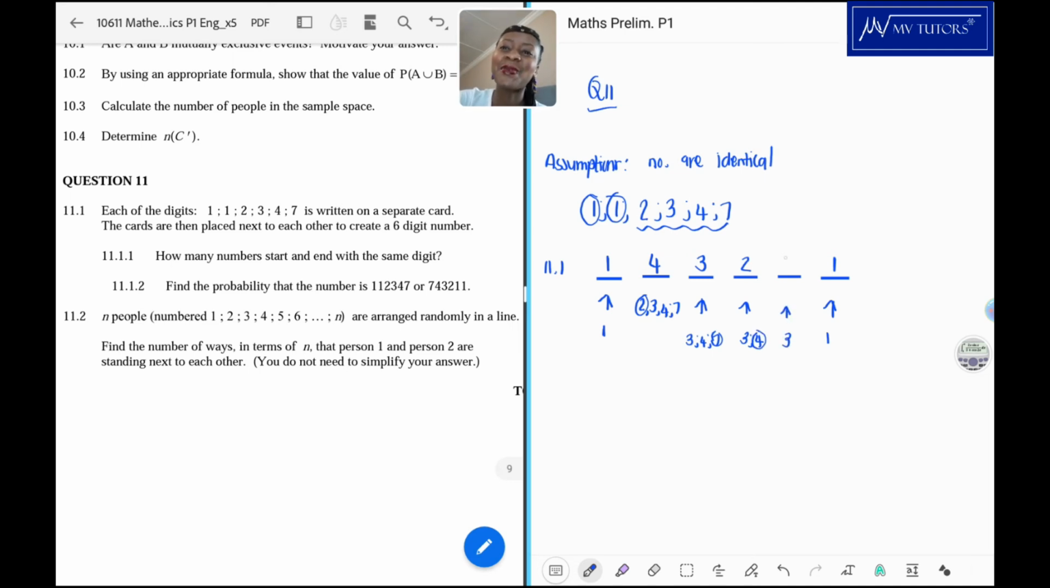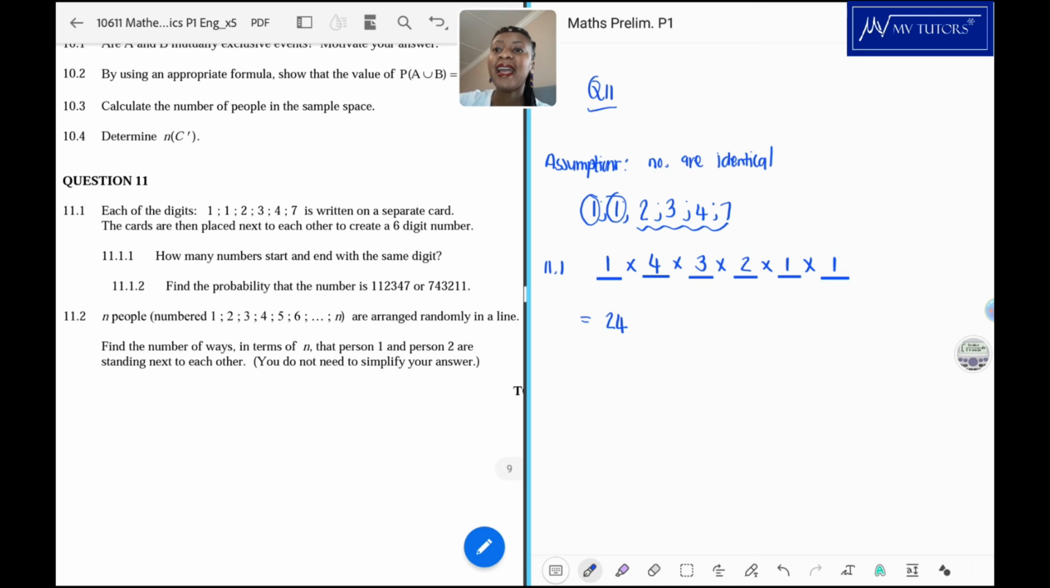Okay, I hope you get me. So I only have 1 option left over here. I really hope you are with me and I didn't lose you. But that's how I would tackle this problem, and then I would just multiply at the end. If I do that, I have 4 times 3, which is 12, and 12 times 2, which is 24.